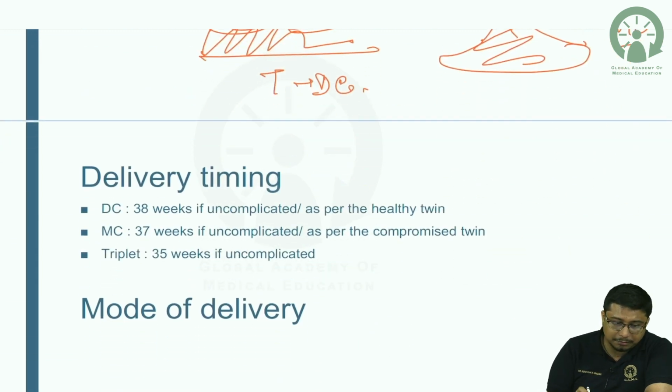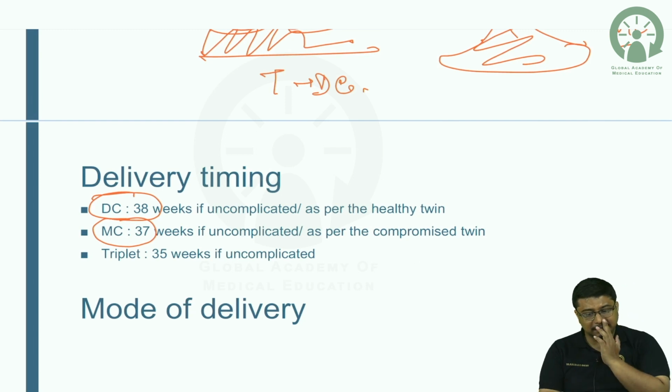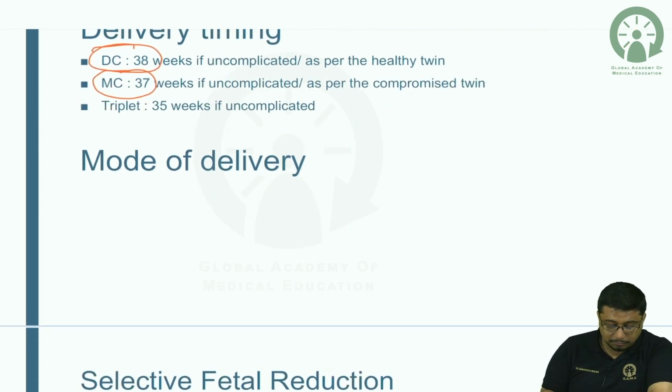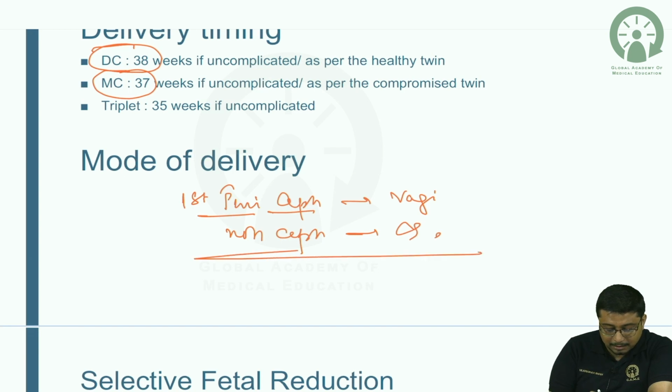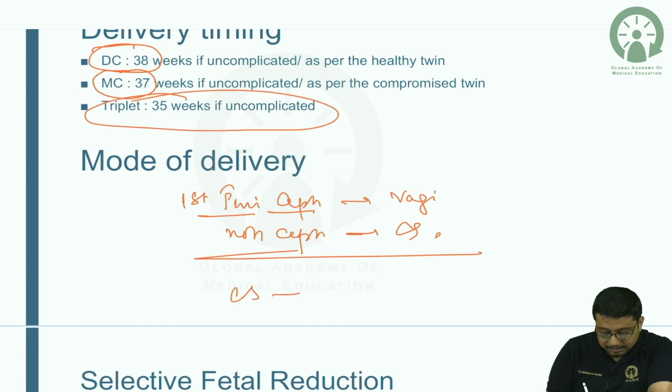So when to deliver the twins? For dichorionic twins, 38 weeks if uncomplicated. Monochorionic, 37 weeks. But remember, preterm labor is the rule rather than the exception. So most of the time they will go into preterm labor. So mode of delivery can be vaginal if the first twin is cephalic, irrespective of the second twin being breech or transverse. If first twin is non-cephalic, then it has to go for a cesarean. And triplets always need cesarean.